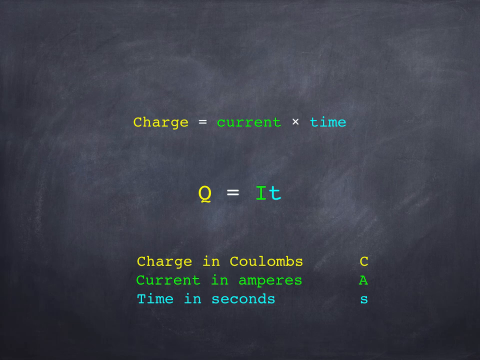A couple of things to note here. Time needs to be in seconds, and current needs to be in amps. Sometimes in a question you get given time in minutes or in hours. You might get given current in milliamps. Usually, not always, but usually charge will just be in coulombs. If any of those things are not standard, you're going to need to convert them first, and we'll have a video up on how to do that if you're not sure about that.